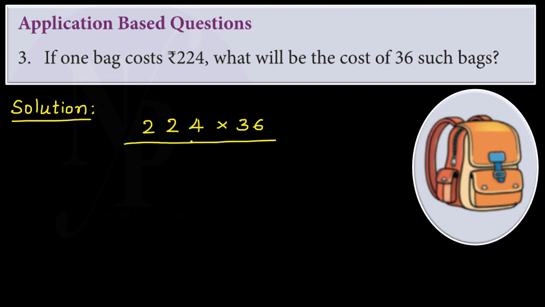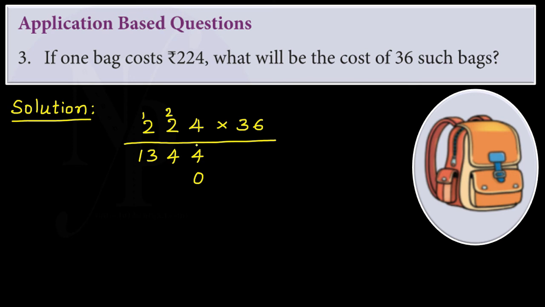So here we have written 224 into 36. Let's multiply now. So 6 4s are 24. We write 4 here and 2 is carried forward. 6 2s are 12. 12 plus 2 is 14. 4 is written here. 1 is carried forward. And again 6 2s are 12. 12 plus 1 is 13. We put a 0 here and we multiply by 3.